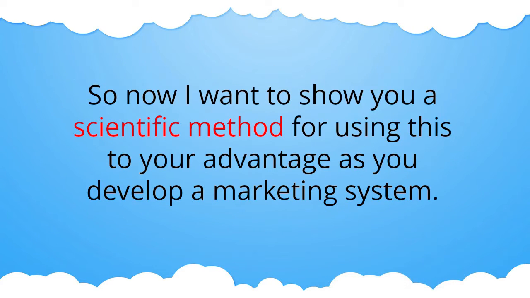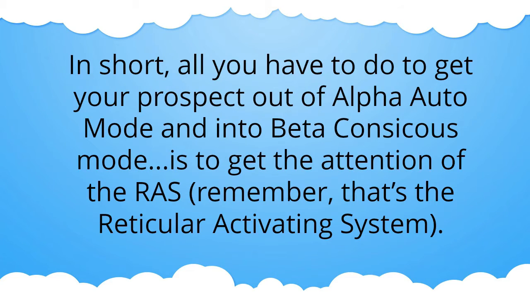So now I want to show you a scientific method for using this to your advantage as you develop a marketing system. In short, all you have to do to get your prospect out of alpha auto mode and into beta conscious mode is to get the attention of the RAS. Remember, that's the reticular activating system.